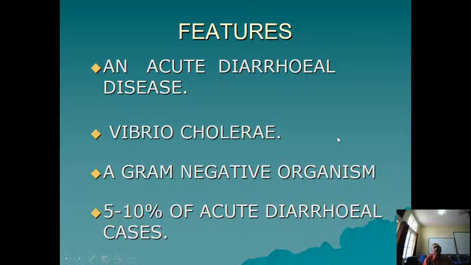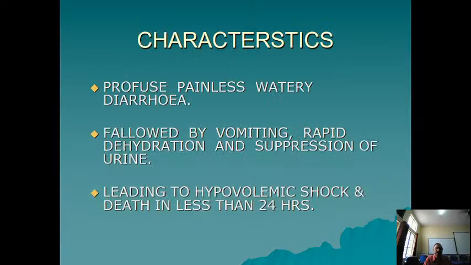So, cholera is an acute diarrheal disease caused by Vibrio cholera, which is a gram-negative organism, and is responsible for 5 to 10% of all acute diarrheal diseases. There's profuse, painless, watery diarrhea, followed by vomiting, rapid dehydration, and suppression of urine. Because the person goes into dehydration, there's less urine, leading to hypovolemic shock and death.